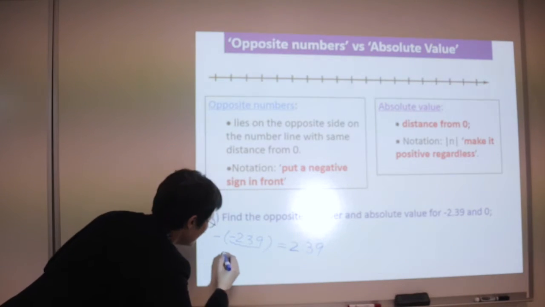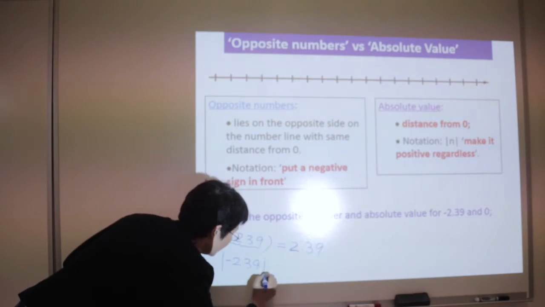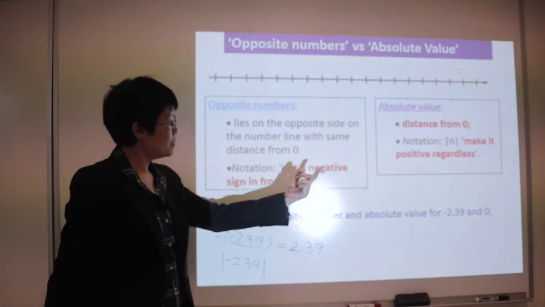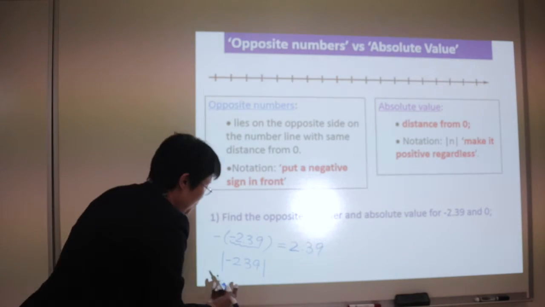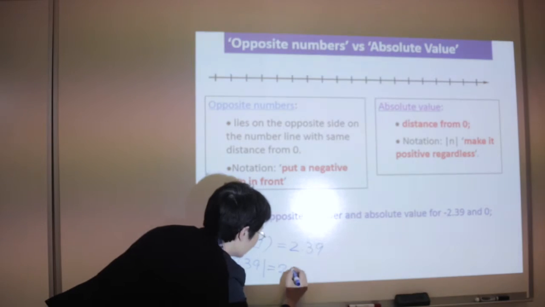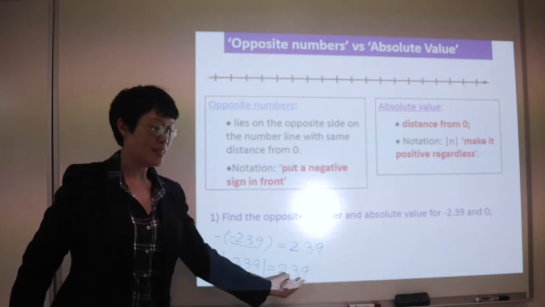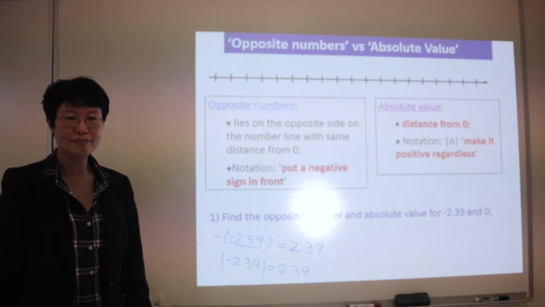Now let's find the absolute value for negative 2.39. I simply put negative 2.39 inside the bars. Remember, make it positive regardless. So whatever I put into the absolute value comes out positive. That is the absolute value for negative 2.39.